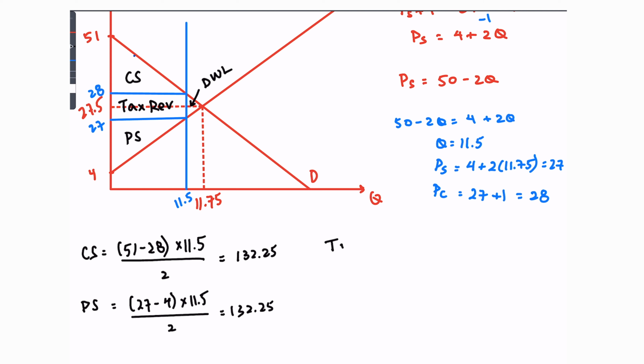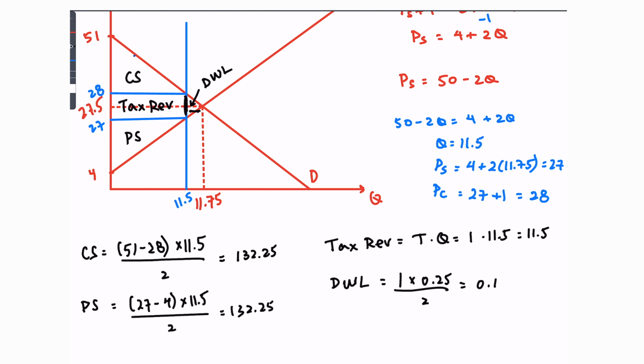The tax revenue is simply the tax multiplied by the quantity. So $1 times 11.5 is 11.5. And the deadweight loss is that triangle. So 1, which is the difference between 28 and 27. So 1 times 0.25, the distance between 11.5 and 11.75, divided by 2. So tiny, tiny deadweight loss here of just 0.125. So a $1 tax in this case would not really harm the economy very, very much.